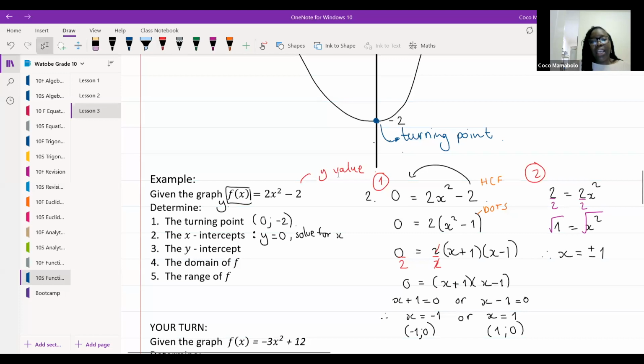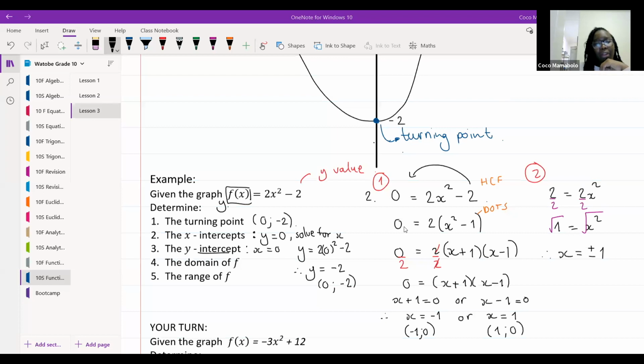All right, excellent. Now, when we do our y-intercept, we're going to make x equal 0. So I'm going to say y is equal to 2 multiplied by 0 all squared minus 2. Therefore, y is equal to -2. You will note that our y-intercept is actually our turning point, because the value I get here is 0 and -2, just like my turning point. So in grade 10, my y-intercept is my turning point.